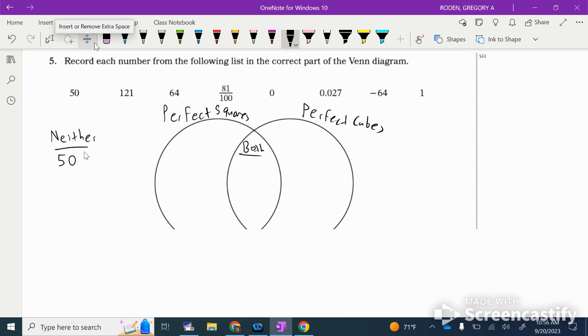Okay, what about 121? Is 121 in either of them? 121 is 11 squared. Is it in our cubes? No. So our 121 is going to go under our perfect squares. What about 64? Is 64 in our squares? 64 is both, because 64 is 8 squared, and 64 is also 4 cubed.